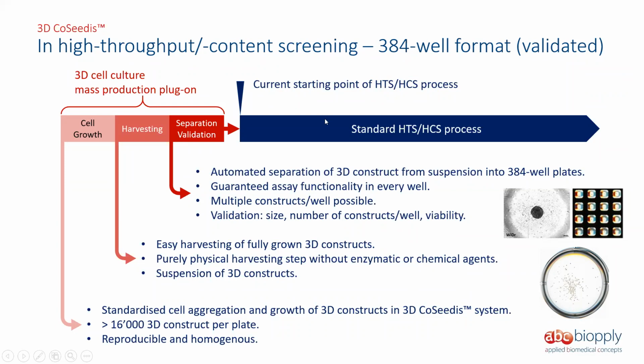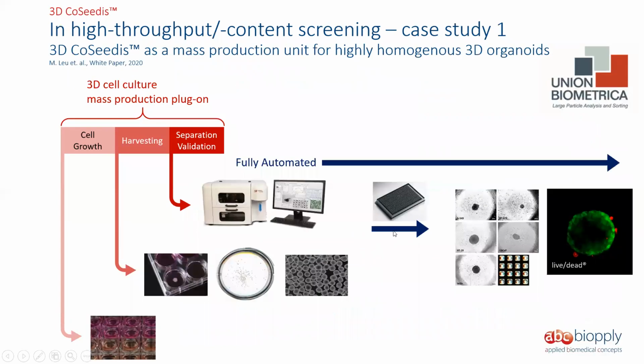Now, in this particular case, it's obviously very important that we design a plug-on that does not change the standard processes that have been developed in high throughput or high content screening. And as an overview, this is basically shown here. So what we have done, we used the 3D CoSeedis Chips 680 on a 24-well platform, delivering us more than 16,000 spheroids per plate. These spheroids can easily be harvested then.